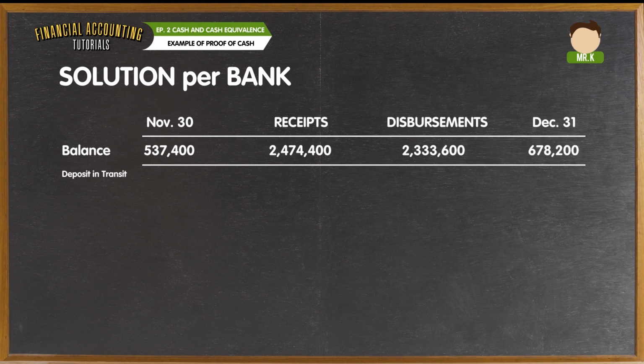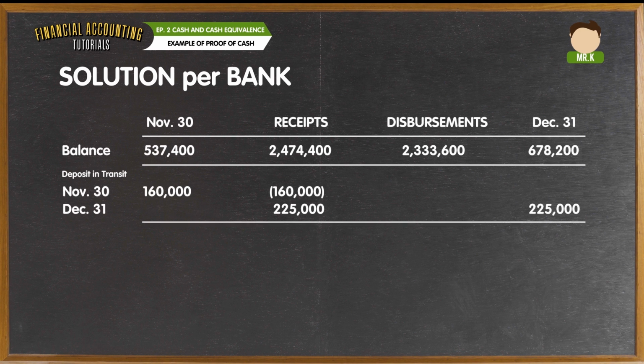Now, let's focus on deposit in transit. We need to add the deposit in transit of November 30 in the November column. Then, deduct it in the receipts side. The logic is, it is a receipt for November 30, so naturally, you need to add it in the November 30. But since it was only credited on the account in December, we need to deduct it since it is not a December transaction. Then, for December, we just need to add it both in the receipt and December 31 column since they are transactions in December.